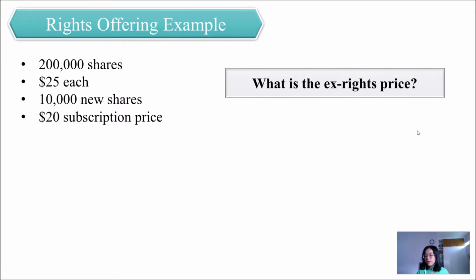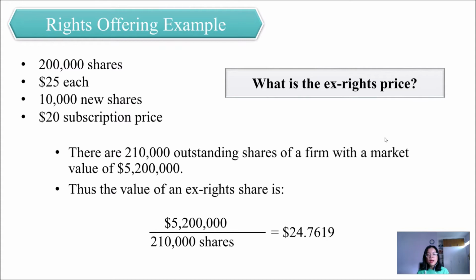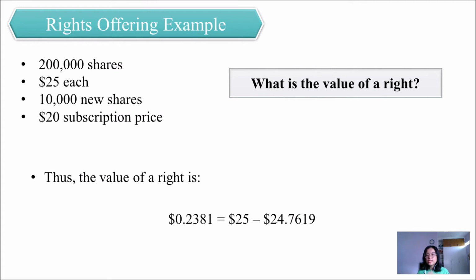To move on to the next question, what is the ex-rights price? We can see that the firm has a total of 210,000 shares outstanding with a market value of $5,200,000. So the value of an ex-rights share is simply the market value divided by the total outstanding shares of the firm, and we have the result that is $24.7619.